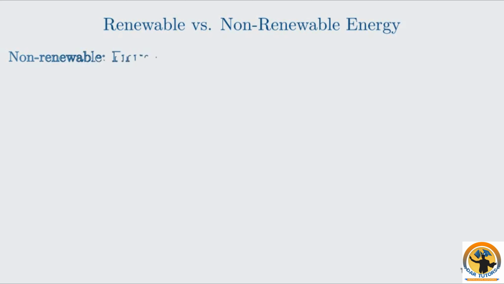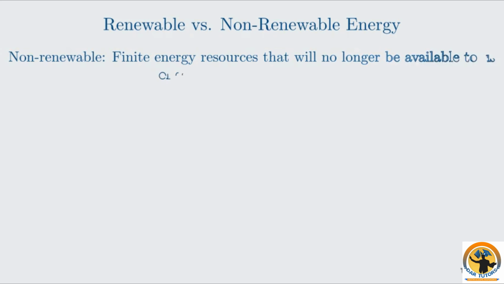First, let's establish the fundamental difference between renewable and non-renewable energy sources. Non-renewable sources, like coal, oil, and natural gas, are finite. This means they exist in limited quantities and, once used, are not replenished on a timescale useful to humans. Reserves are concentrated in specific regions, which has significant geopolitical and economic consequences.